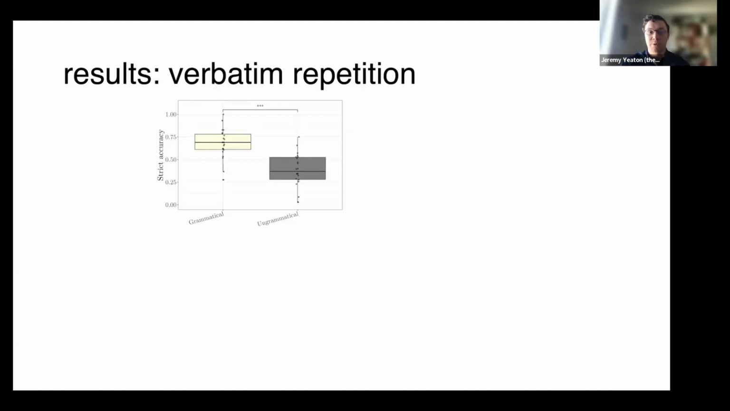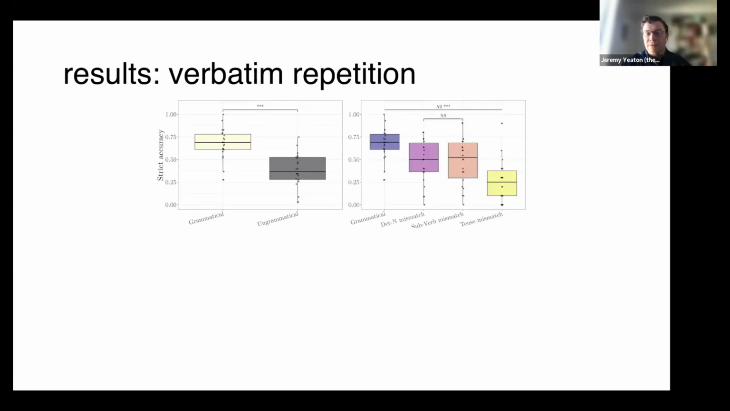Unsurprisingly, people are much more accurate at producing the grammatical sentences than the ungrammatical ones. And so this is with the strict accuracy. Can you do it precisely as it was presented? And then if we look at it across conditions, we see that people are particularly bad at the tense mismatch condition, especially under the strict coding.